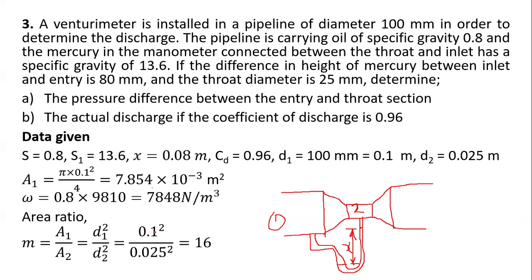So we can just bring the two diameters together. Even if you go ahead and calculate the areas and plug them in, you are still going to find the same area ratio, 16. So the area ratio is the ratio between the area of the inlet and the area at the throat section, or at the constriction.